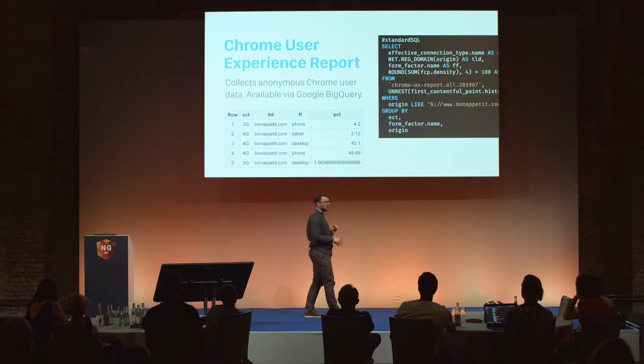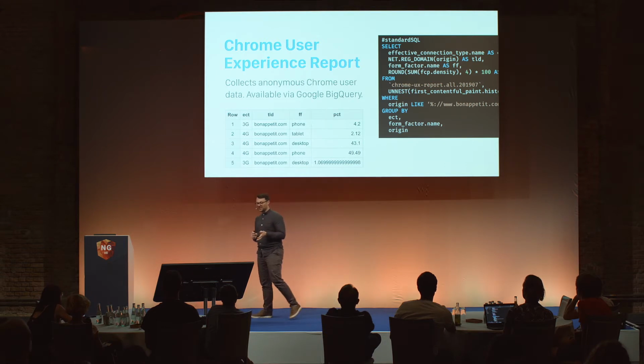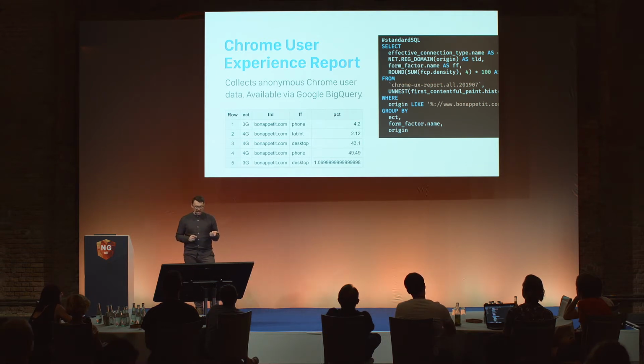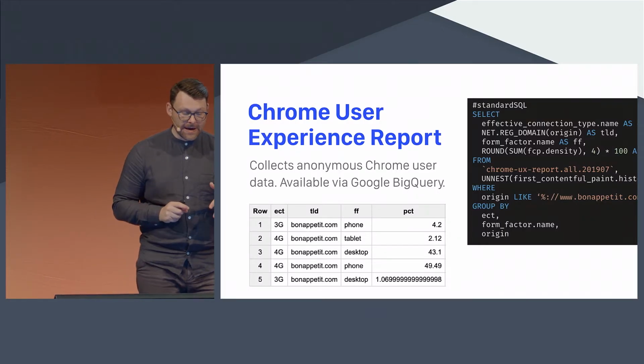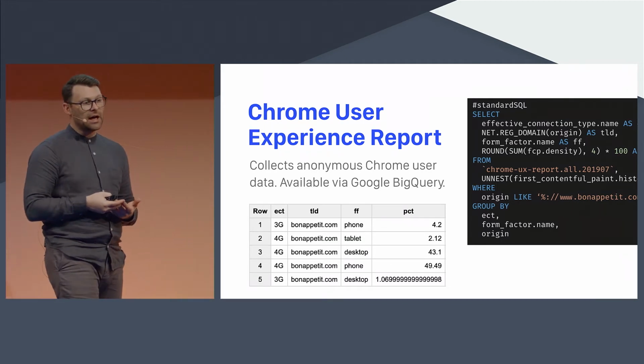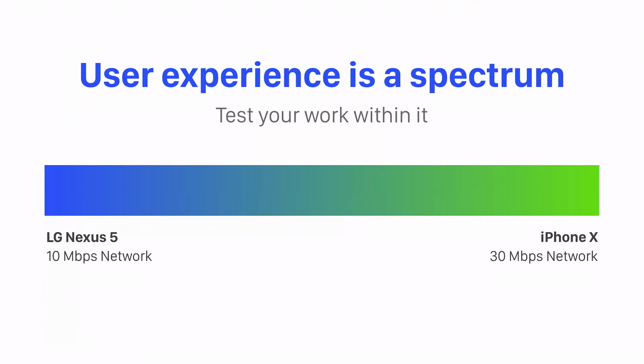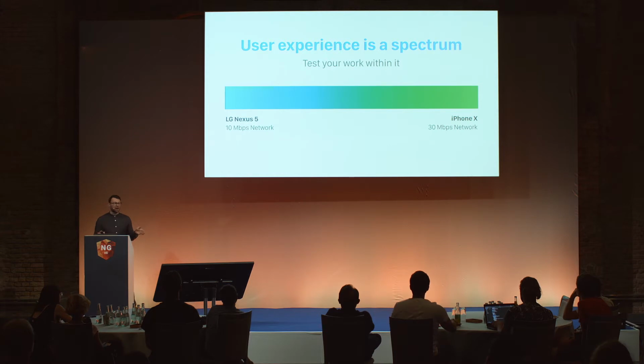So we don't need to run or to own bonappetit.com, but we can go and write this query, and then we can get some information. It's completely anonymous data, so you can't do anything particularly creepy, but we can build an interesting profile here. What we can see is that on Bon Appetit, for phone, most people are using a fairly reasonable connection speed. It's characterized as a 4G. So user experience is a spectrum. And if we're gonna test our work, we need to test it within those bounds.